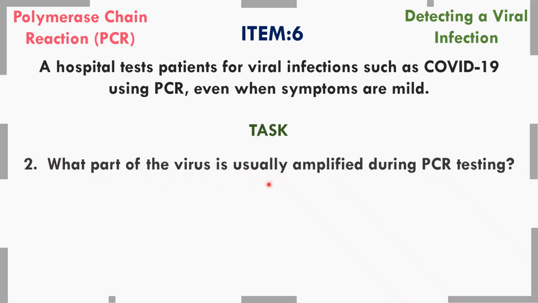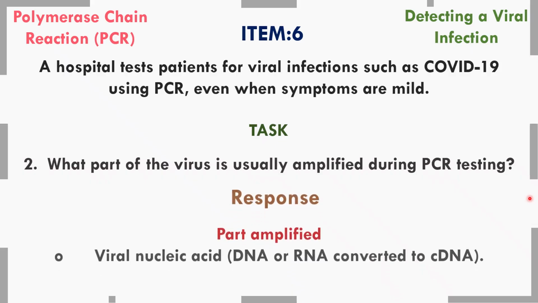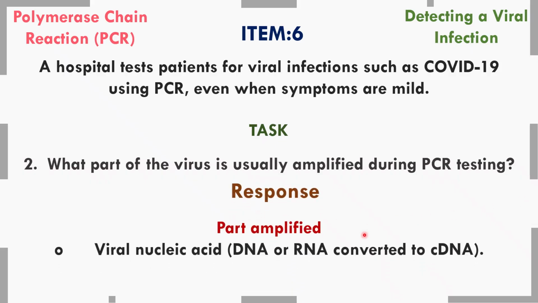What part of the virus is usually amplified during PCR testing? The part amplified is the viral nucleic acid, DNA or RNA, converted to cDNA.